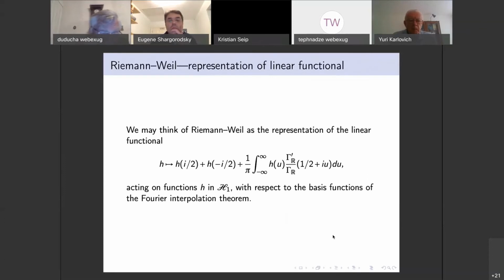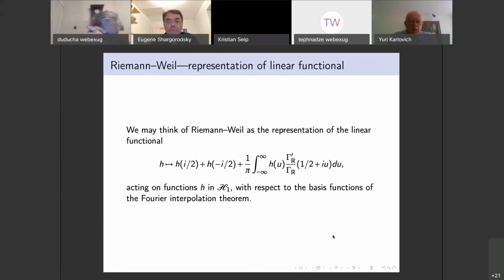about how we may think of this Riemann-Weil, the classical duality between the zeta zeros and the primes, and how it is related to our formula. So we may think of Riemann-Weil, this formula that I showed you before. I'm trying to make an analog to what we had with the Poisson summation formula. The Riemann-Weil formula you can think of as a representation of a distinguished linear functional. What I've done here is I've just taken out of the Riemann-Weil formula the stuff that comes respectively from the pole, that is h of i over 2 plus h of minus i over 2, plus this integral that came from the gamma factor.